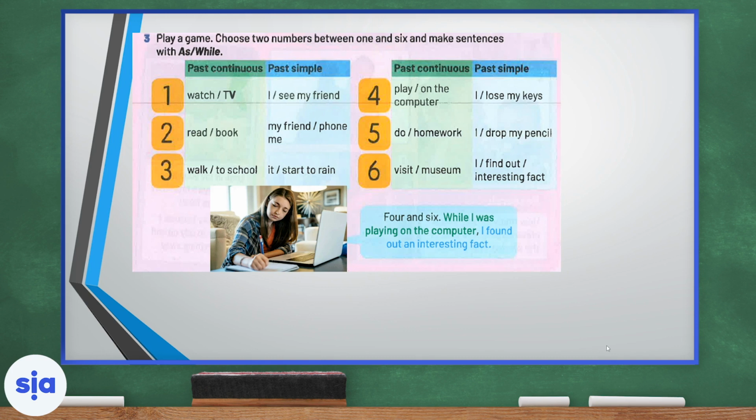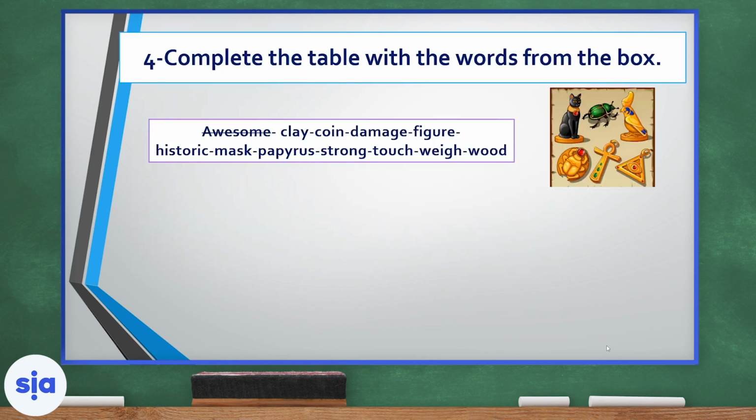Now it's your turn to choose another number. Let's say you chose number 2. While I was reading a book, my friend phoned me. So you can say also, while I was playing on the computer, I found an interesting fact. So the first part of our sentence is in the past continuous, which means you did something in the past, but for quite some time.